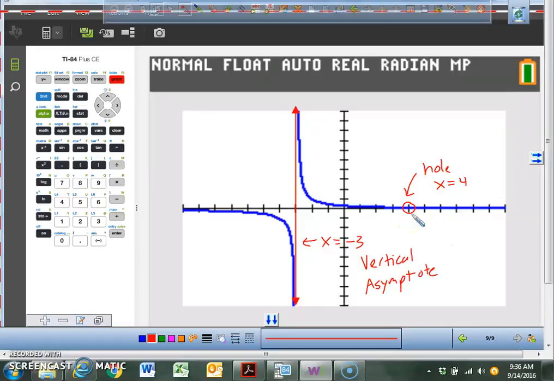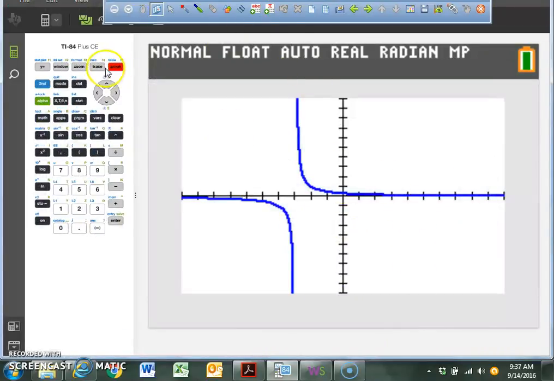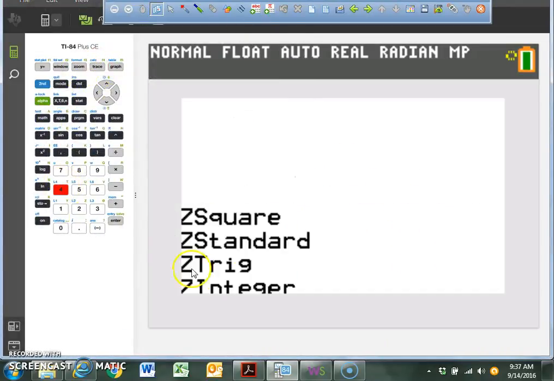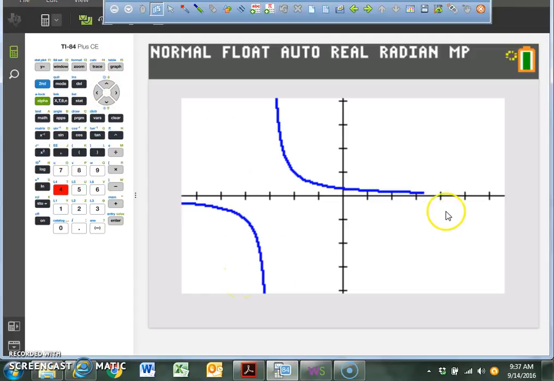A missing point. Notice, on the graph you can kind of see the vertical asymptote. Can you see the hole in the graph? How about this? I'm going to zoom in on 4. Let's look at where it says 4. Could you see a hole anywhere? You kind of see it, right? But it's kind of hard to see.